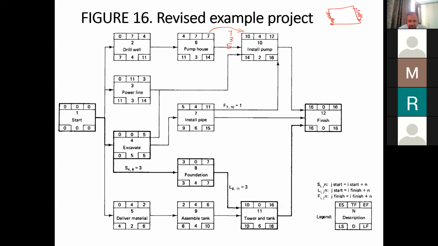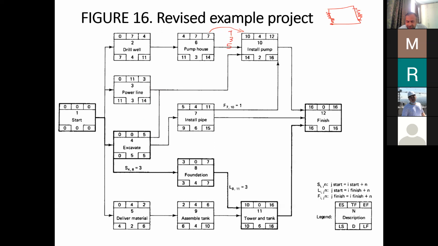I am also confused, so let me think about it. Why? Because of the lag of the install pipe of the 7th activity. There is a lag, finish to finish. So 11 plus 1 is 12, so we cannot start until the 10th week. Yes, okay, I got your point. So 7, 3, and 5 is fine, there is no problem with that.